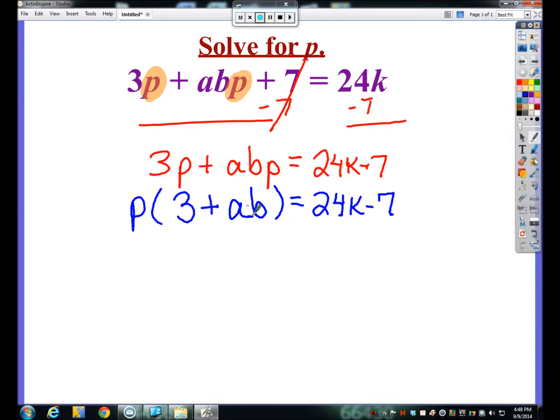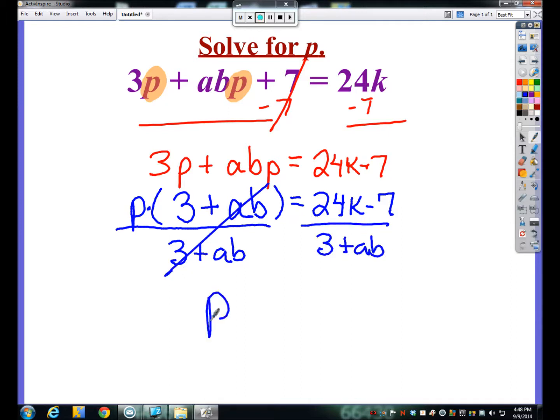Now, it would make no sense for me to distribute it back because then I'd be right back where I was before. Now, this is technically p times all of this, 3 plus a times b. So if I want to solve for p, I now want to get rid of this whole quantity. So I want to undo the multiplication. So I would divide 3 plus ab over to the other side. So that's gone, and now I would have p equals 24k minus 7, all divided by 3 plus ab, or a times b.